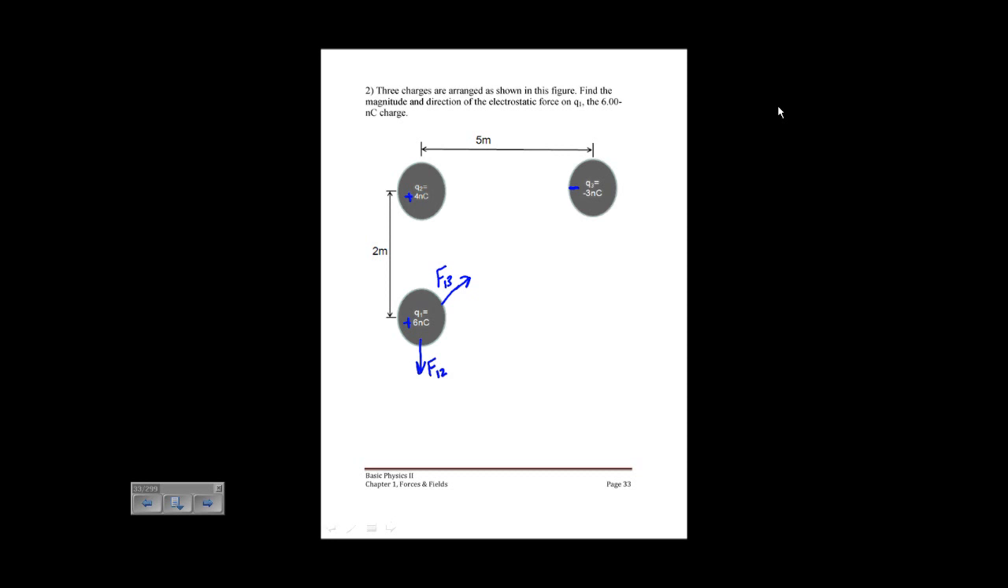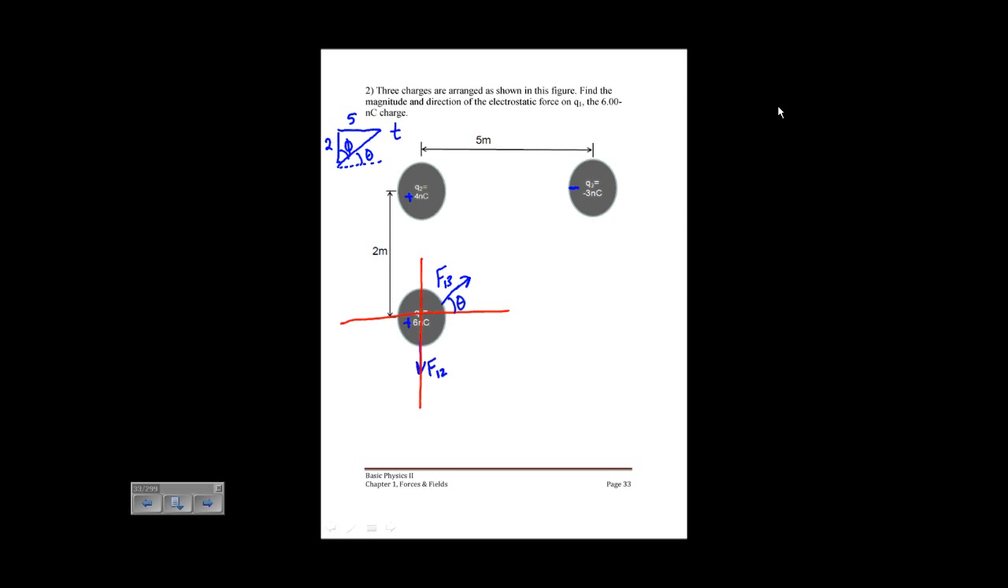Now, I need to figure out a couple things just about the geometry. If I draw my coordinate system here, I need to figure out what is this angle. I'll call it theta. Well, let's draw a little triangle. This is going to be my triangle that my charges are located on. This side is 5 meters. This side is 2 meters. My coordinate system, my x-axis, comes over here. So this is my angle theta. I want to figure out what is this angle. I'm going to call it phi.